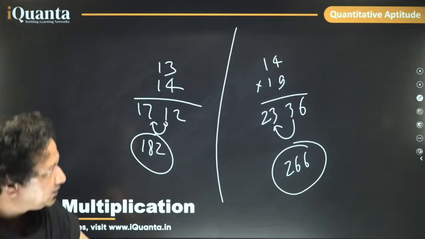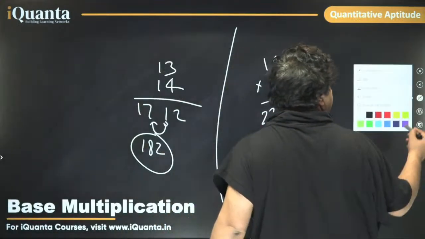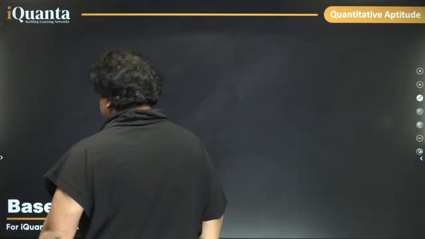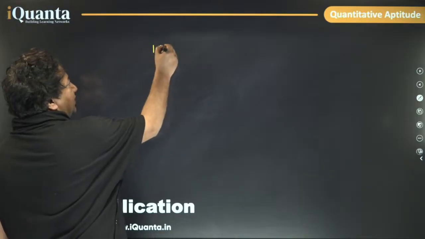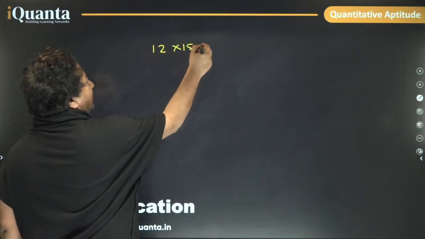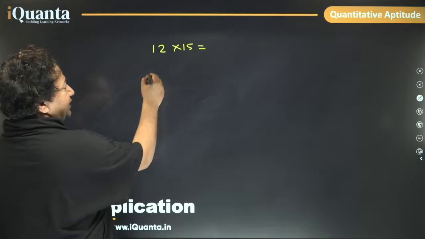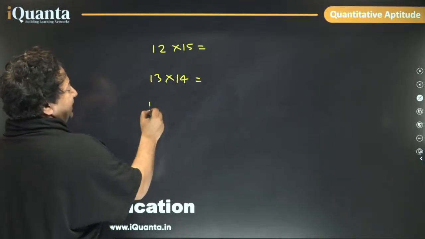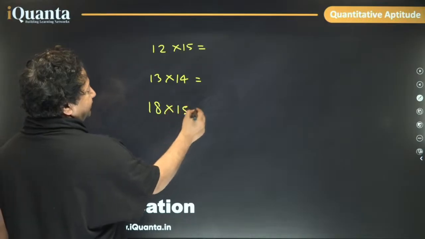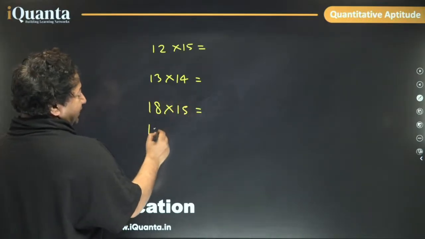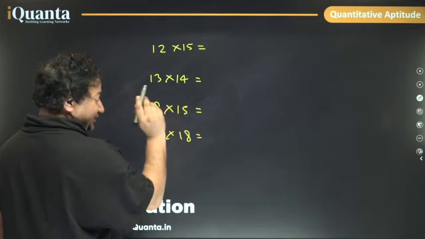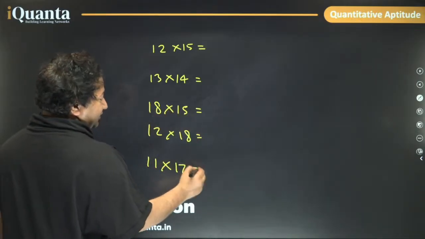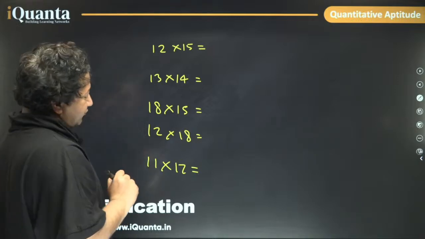Cool. So now I'll give you some practice problems. You will tell me what is the answer, all of you. So here we go. 12 multiplied by 15, tell me the answer. After that, 13 multiplied by 14. After that, 18 multiplied by 15. 12 multiplied by 18. Then 11 multiplied by 17.